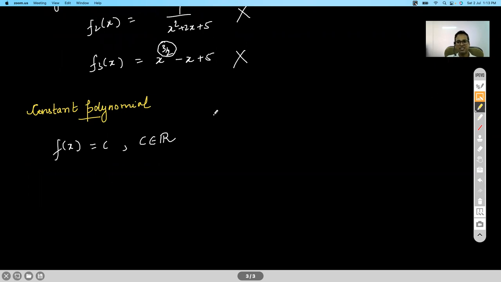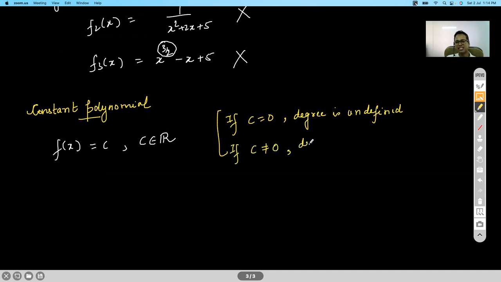Now this is very important. If c is zero, then we say the degree is undefined. So please note, for zero as a polynomial, the degree is undefined, right? And if c is not equal to zero, then your degree is considered to be zero. Please note this down.